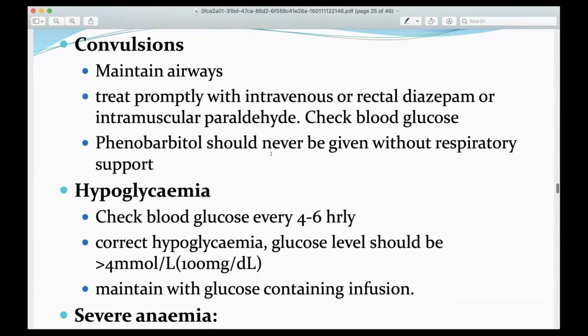If there is a convulsion, you have to give an anticonvulsant agent. But remember, if you are using phenobarbital to break the convulsion, then you have to take care of the airway, because phenobarbital has a sedative effect. If you are using diazepam, then also you have to be very careful, and you have to take care of hypoglycemia. If there is hypoglycemia, you have to correct it as early as possible.